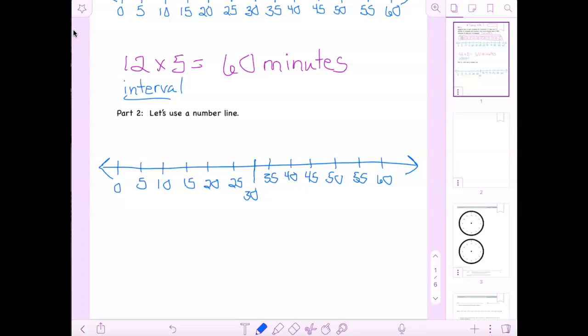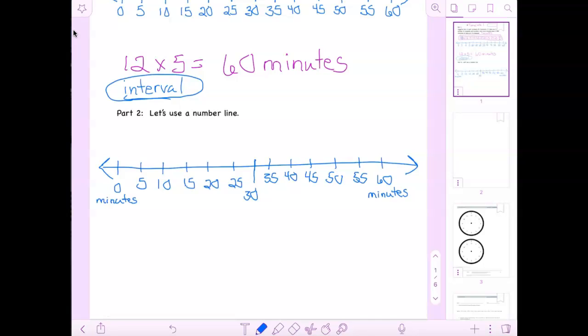And we're really thinking about these intervals. Remember our vocabulary word from Part 1, interval. It's just the space in between our hash marks, in between our marks that we've made. On our number line, we are representing minutes. So on the far left side of our number line, we are at 0 minutes. On the far right, we are at 60 minutes.